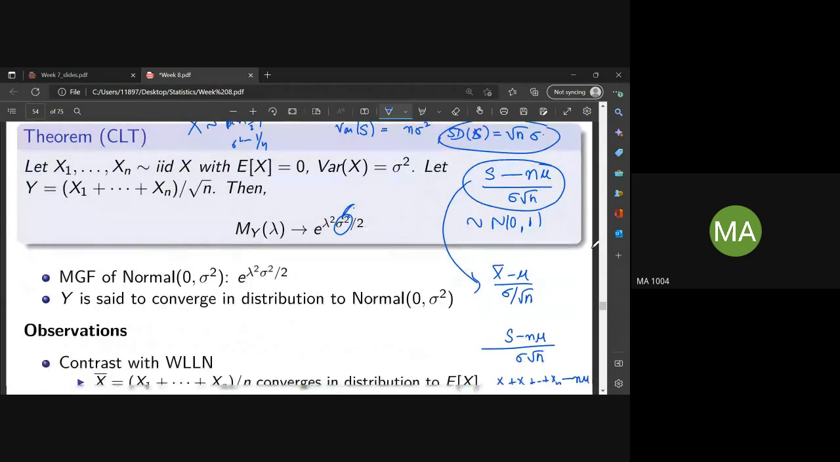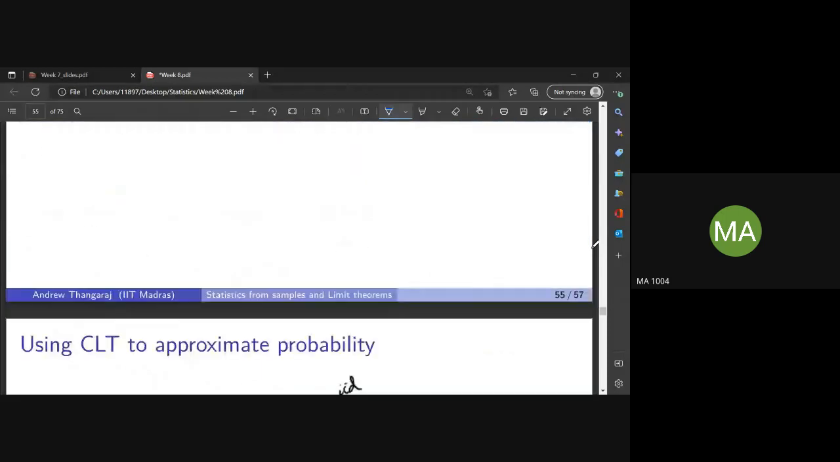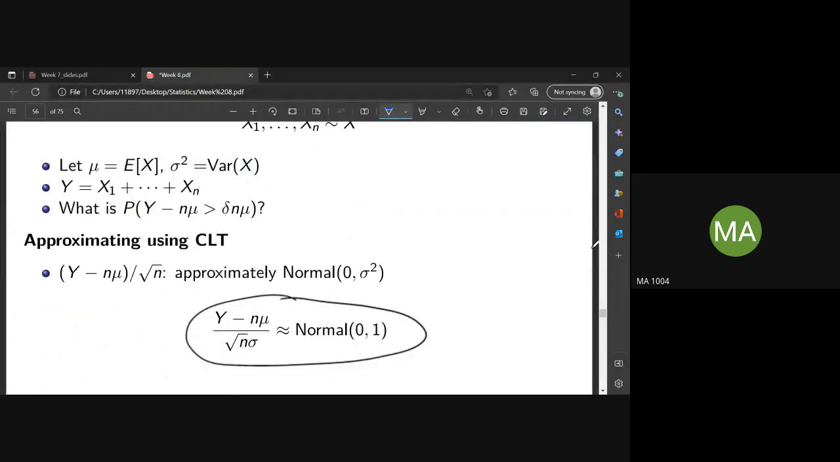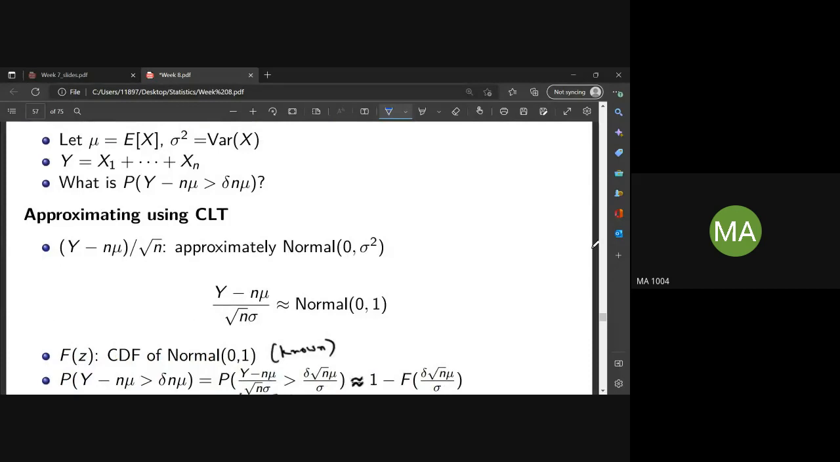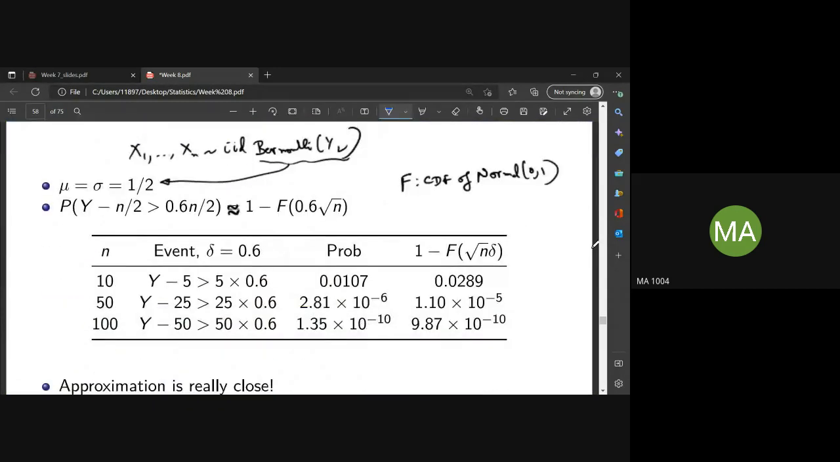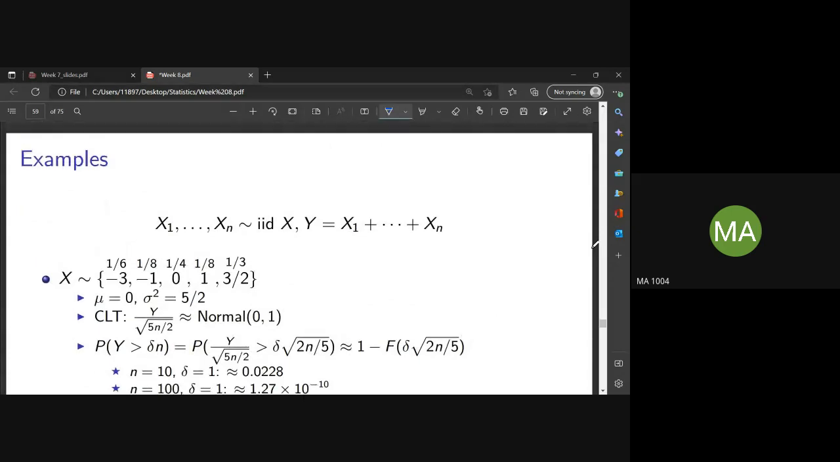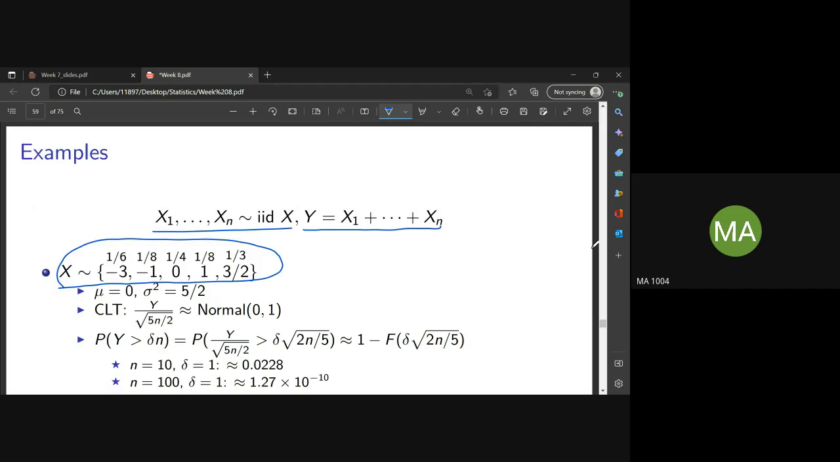Now let's look at a few examples that will help you solve how to find the probabilities using CLT. So let's say, all right, it's a very basic example given here. So X1, X2, ..., Xn, iid X, Y you have defined as the sum of these random variables. X follows this distribution. So using CLT, what have you seen? You have seen that (Y minus n mu) upon sigma root n follows the normal 0, 1.